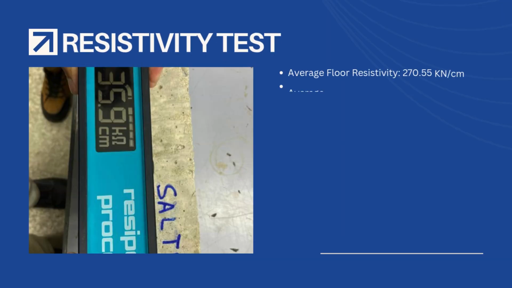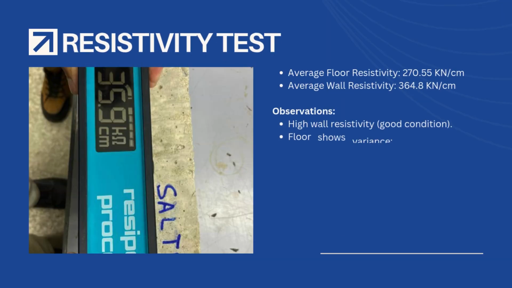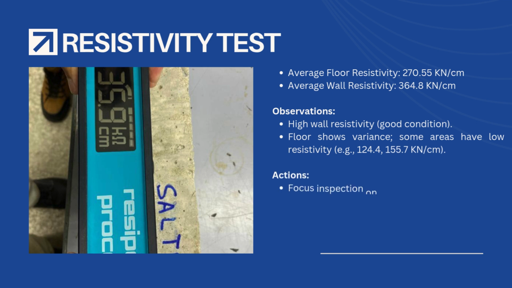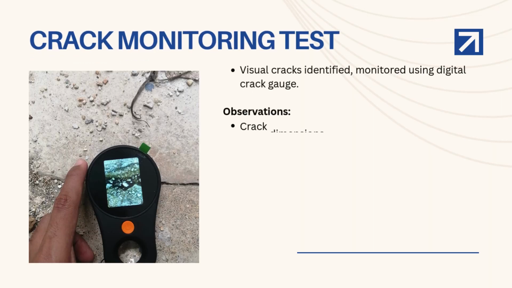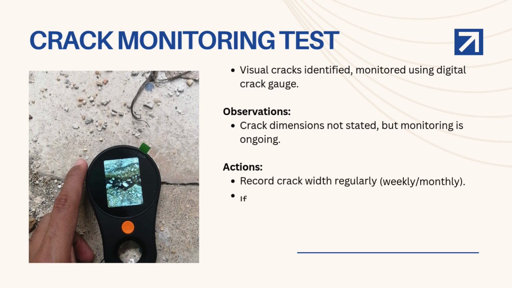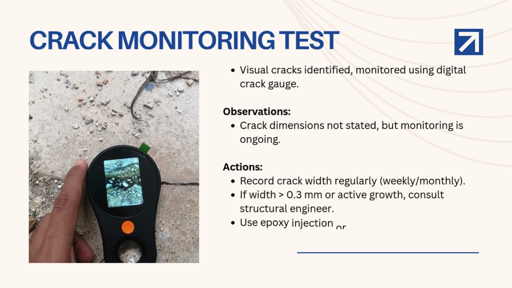Wall resistivity is high, indicating good condition. Floor resistivity varies, with some low spots. We'll inspect those areas, apply surface treatments if needed, and do core sampling where necessary. Cracks were found and are being monitored with a digital gauge. We'll track changes regularly, and if they grow or exceed 0.3 millimeters, further action like sealing or expert review will be taken.